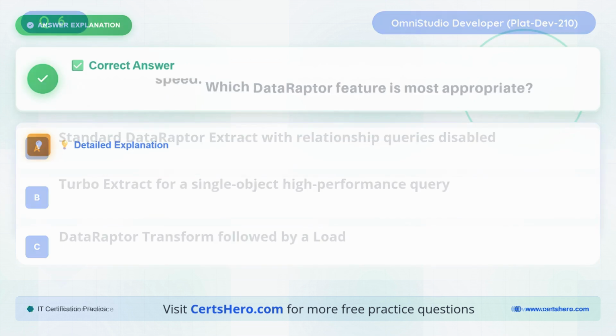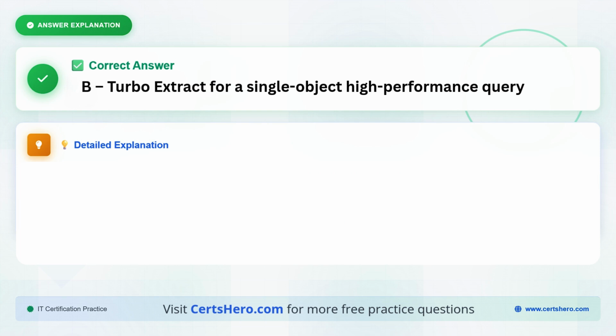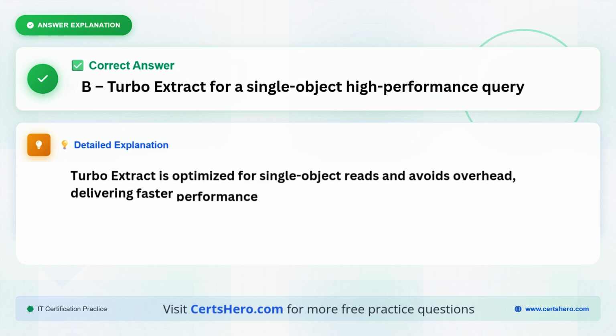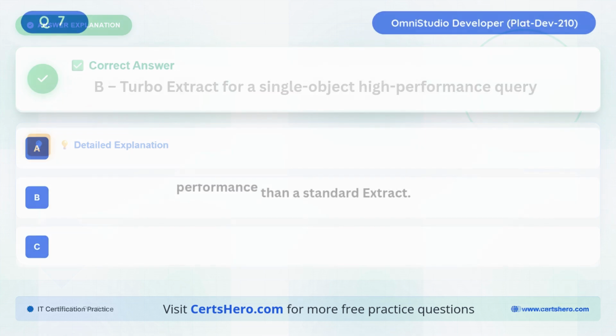The correct answer is B, turbo extract for a single object high-performance query. Let's explore the reasoning. Turbo extract is optimized for single object reads and avoids overhead, delivering faster performance than a standard extract.